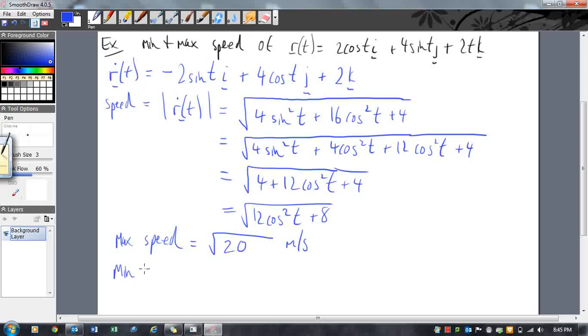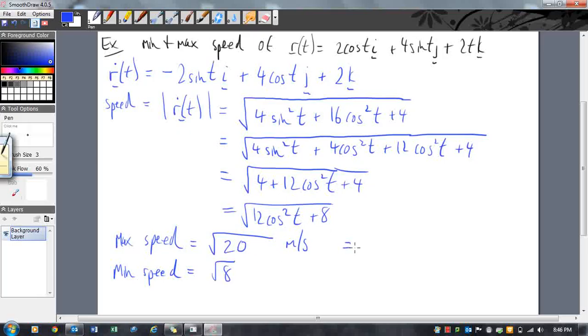Minimum speed. Don't get fooled here. That's a classic question here. Minimum speed. What's the smallest that cos squared t can be? Most people go -1, -1. Well, no, the smallest that can be is 0. Because what's -1 squared? +1. The smallest that can be is 0. 12 times 0 plus 8 is just root 8.